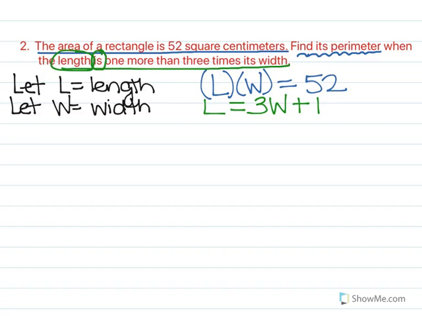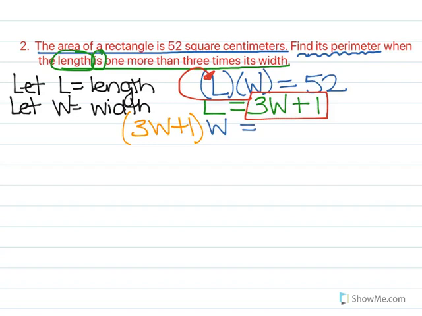Now that we have our two equations, we can merge them together using substitution. And since the bottom equation already has a variable alone, we can start right away by substituting this 3W plus 1 in for L. So when you substitute 3W plus 1 in for L in the other equation, it's going to look like 3W plus 1 times W equals 52.